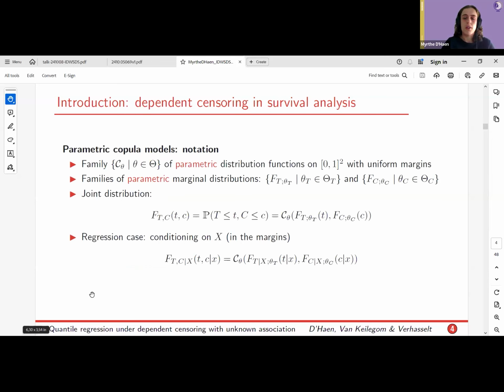Now, this is some more notation that is the same as before. So we have 3 families of parametric distributions, one for the copula with the parameter theta, and then 2 marginal distributions. And as I said, we work in a regression case. So we will include the information of the covariate X in the margins. In our work, we assume that the copula parameter theta is covariate independent, but actually you can also relax this assumption and extend this to depend on X's.